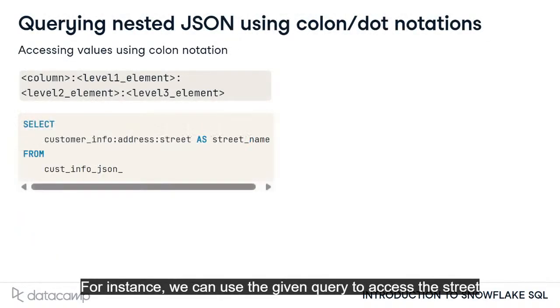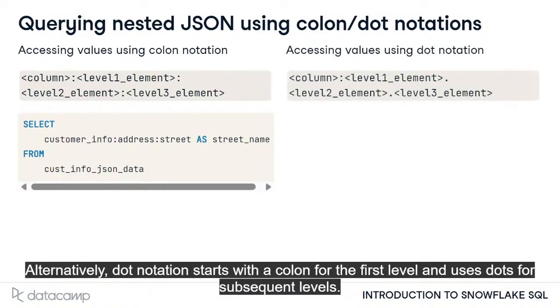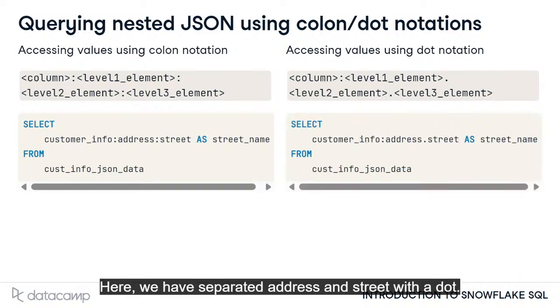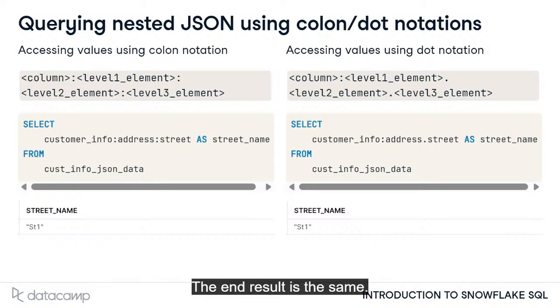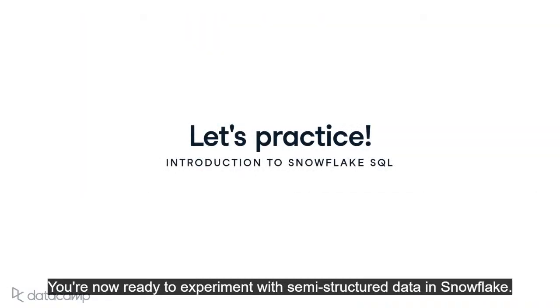For instance, we can use the given query to access the street name nested within the address key in the customer info column. Alternatively, dot notation starts with a colon for the first level and uses dots for subsequent levels. Here, we have separated address and street with a dot. The end result is the same. You're now ready to experiment with semi-structured data in Snowflake. Let's dive in.